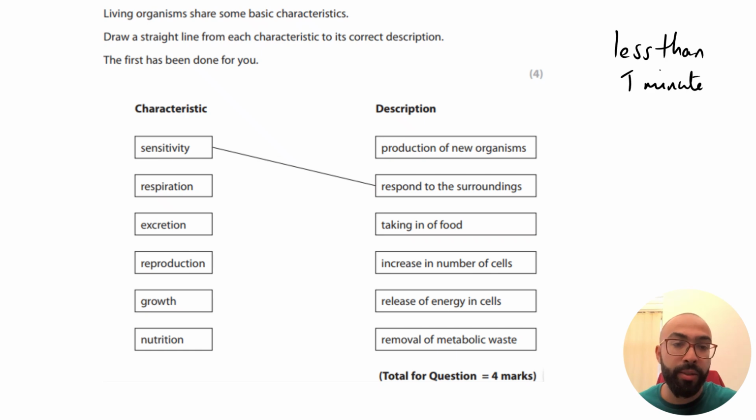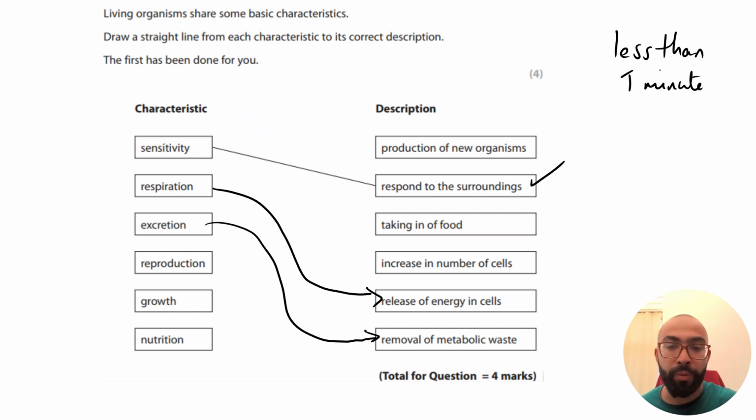So as you can see here, sensitivity is to respond to the surroundings. Respiration, any ideas what respiration was? The key word was energy. So it's the release of energy in cells. Amazing. Next one is excretion. The keyword was metabolism, metabolic waste, and it's the removal of metabolic waste. Reproduction is the production of new organisms or offspring. Growth is the increased number of cells and size. And then finally, nutrition is taking in food.